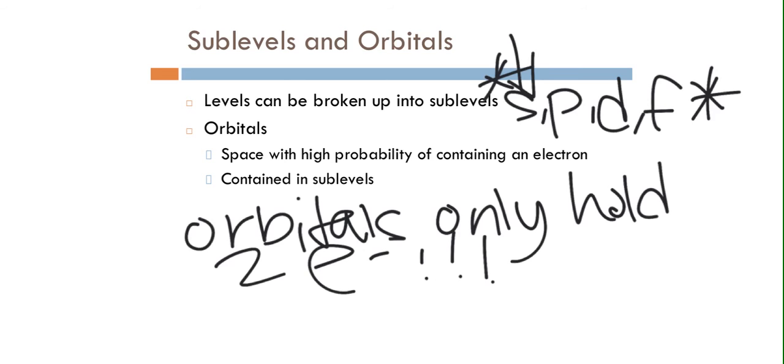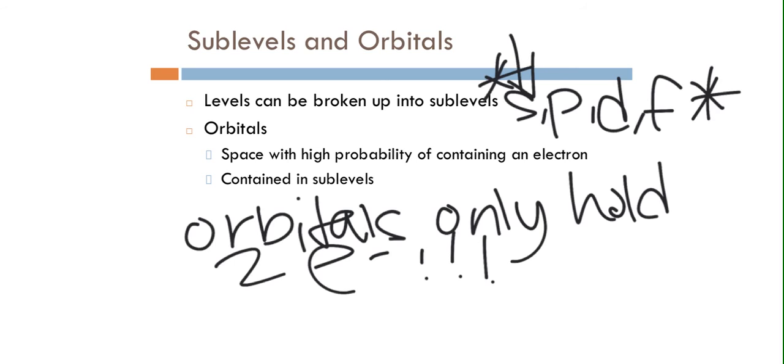In the P sublevel, we have 3 orbitals. Each orbital holds 2 electrons. If I have 3 of those, that means the P sublevel holds 6 electrons max. D sublevel has 5 orbitals, so it can hold 10 electrons. And the F sublevel has 7 orbitals. It can hold 14 electrons. I know that's so much information, but when we talk about it in class and I explain it using Aufbau's principle, hopefully it clicks a little better.